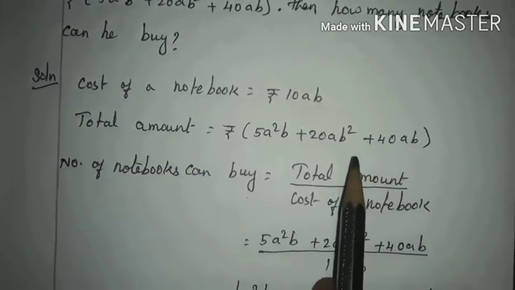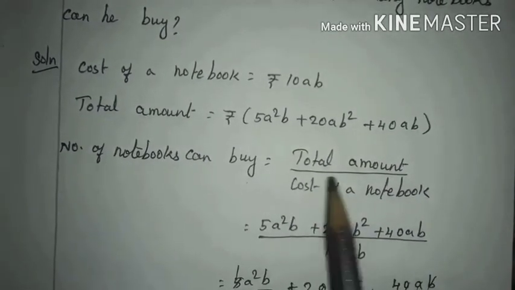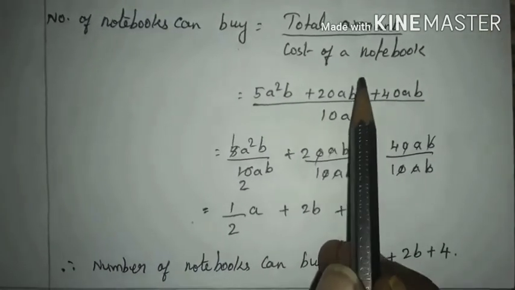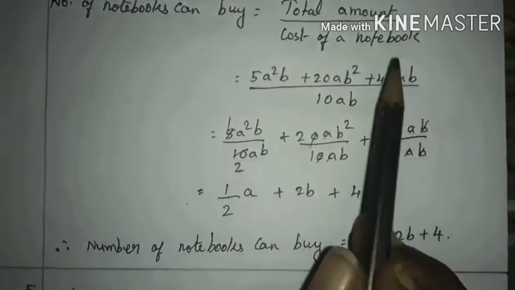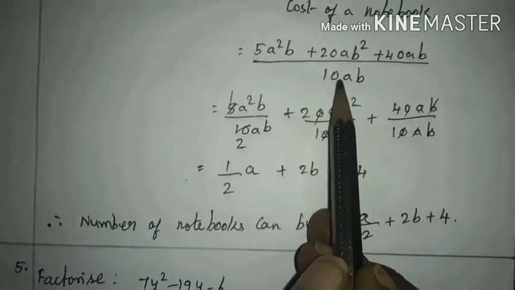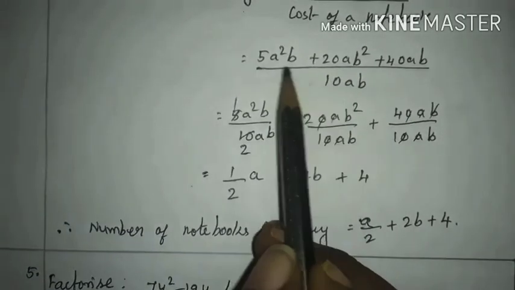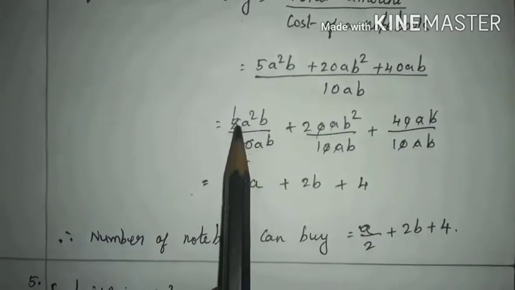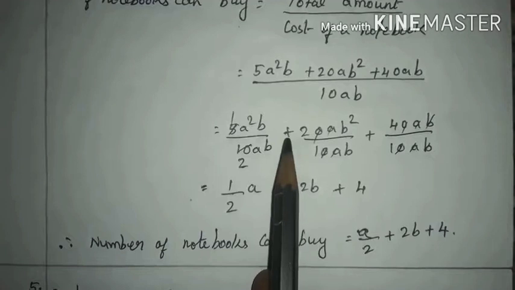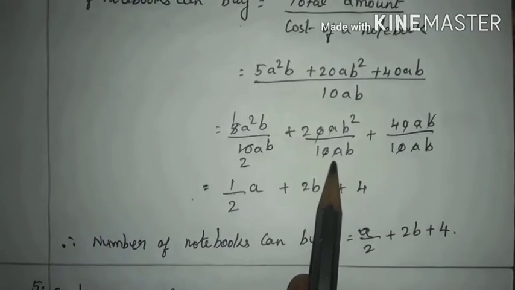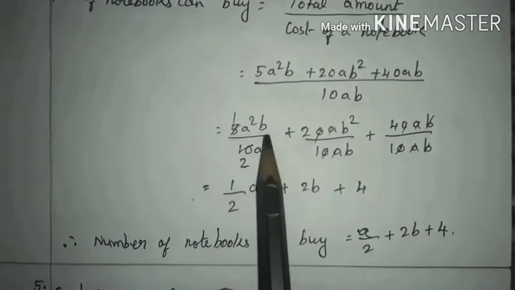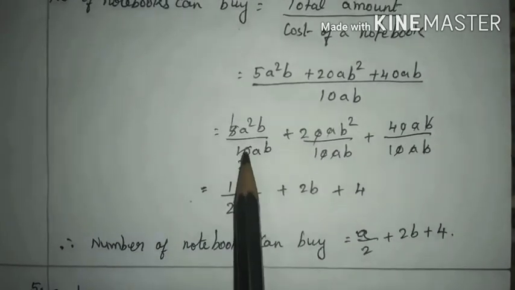For that you have to divide this total amount by the cost of a notebook. That is 5 A square B plus 20 A B square plus 40 AB by the cost of a notebook, which is given as 10 AB. 10 AB is common for all the three terms. So we are splitting it into individual terms. That is 5 A square B by 10 AB plus 20 A B square by 10 AB plus 40 AB by 10 AB. After splitting into three terms, we can cancel it.